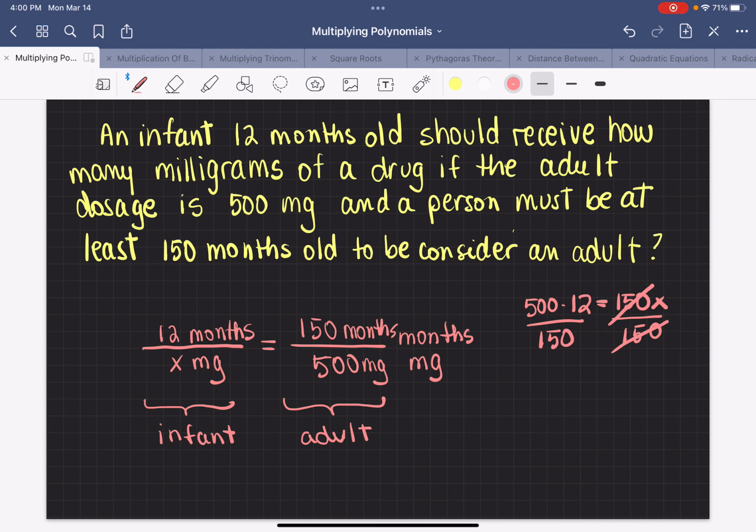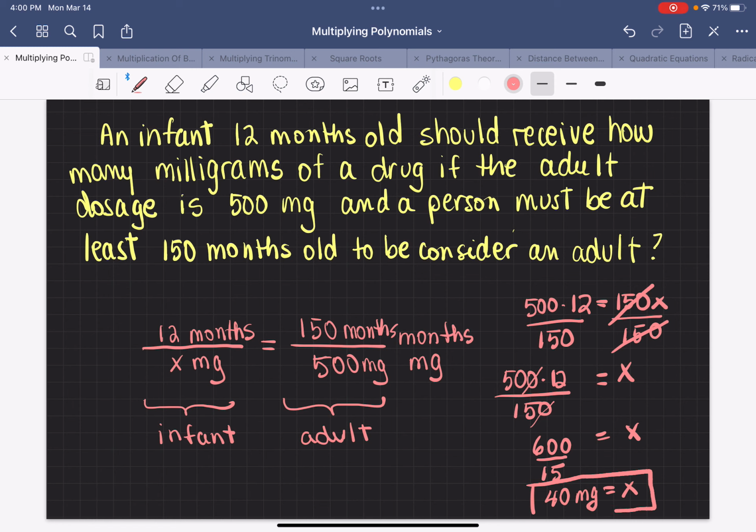That cancels the 150, and I have that x is 500 times 12, divided by 150. I can cancel these zeros, and then I have that x is equal to 50 times 12, which is 600, and this divided by 15. And my final answer is that x is equal to 600 divided by 15, which is 40. And these are 40 milligrams. So this is my final answer for this problem, 40 milligrams.